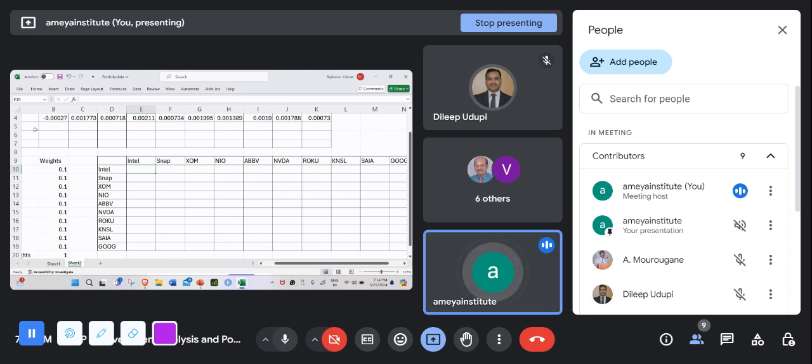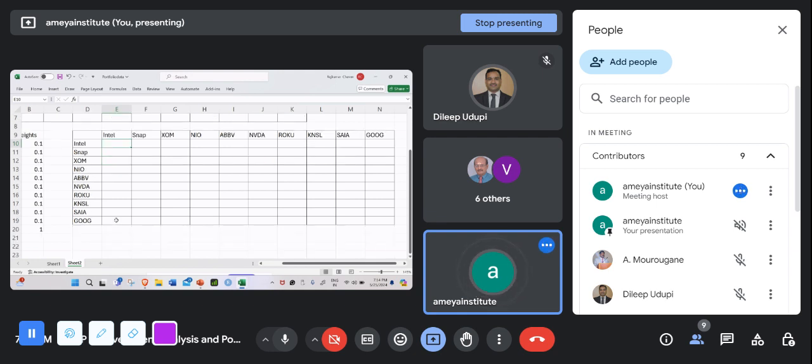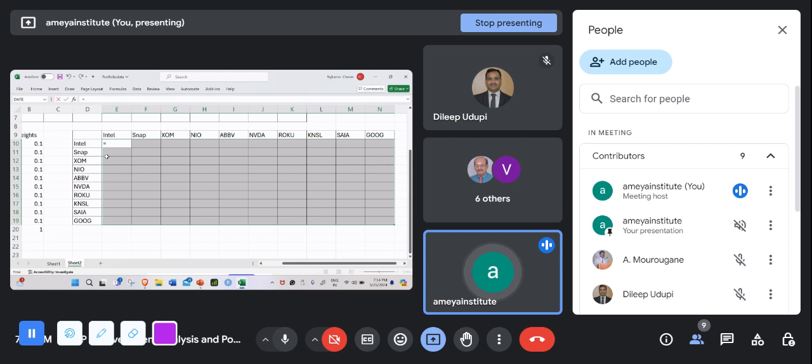Okay, so now we are going to calculate the variance covariance between the stocks. Please see here, we'll select this range because we want the entire calculation over here, and we'll write the formula here. First, see how to start the formula. We'll use the MMULT option, open the bracket, TRANSPOSE, open the bracket.